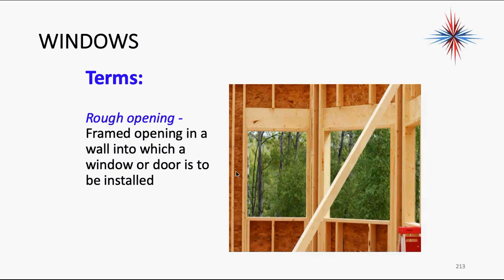Rough openings. It's a framed opening in the wall in which a window or door is to be installed. By looking at this, I can tell what the header is, right? It's wood. So I can right away know for my heat loss or heat gain that unless they put foam insulation over this, which they might, there's a possibility of some real heat loss and heat gain here.